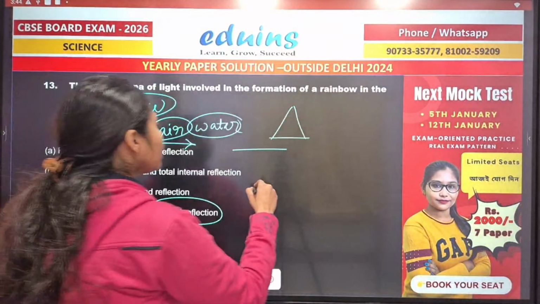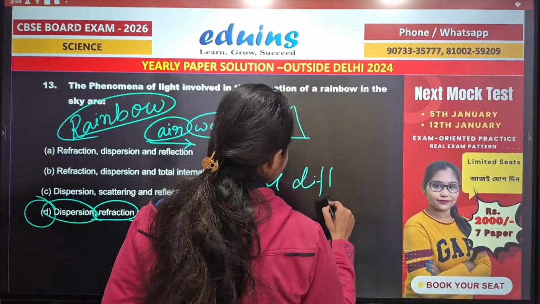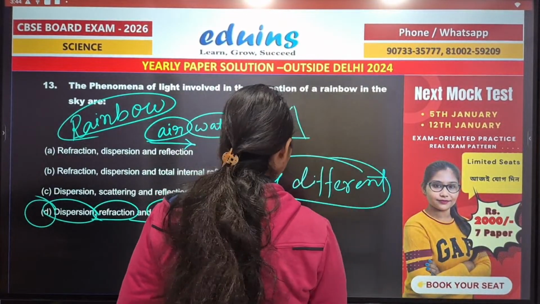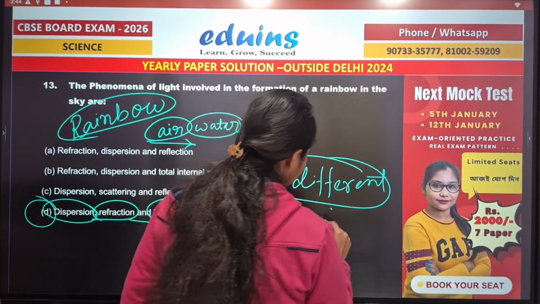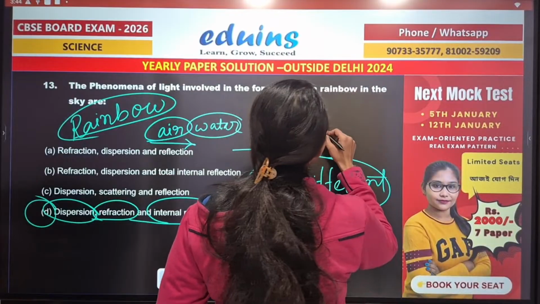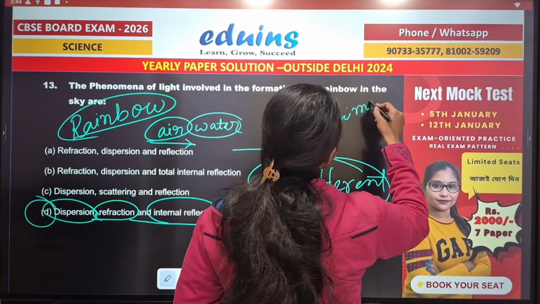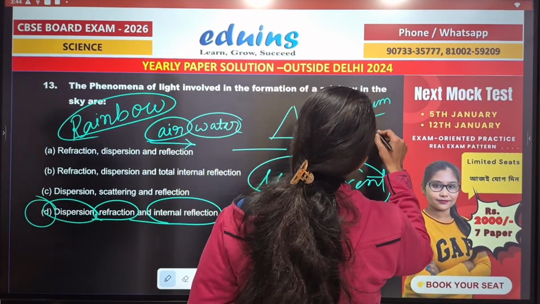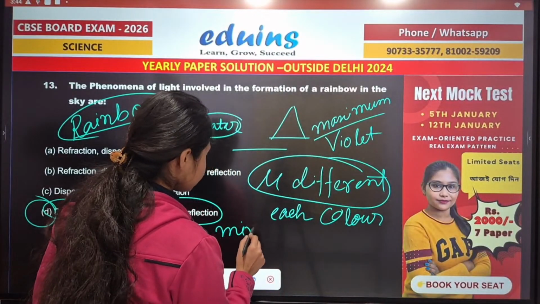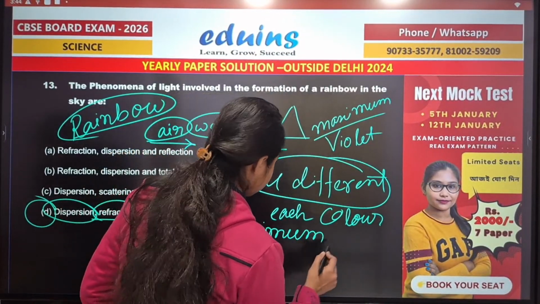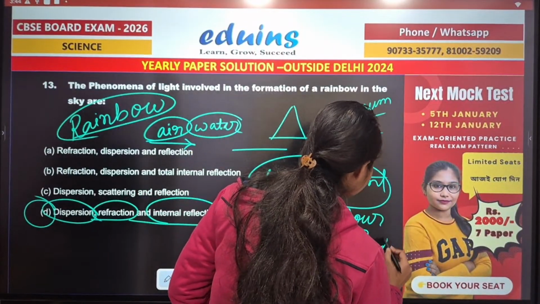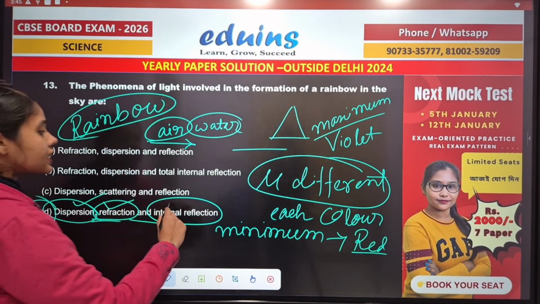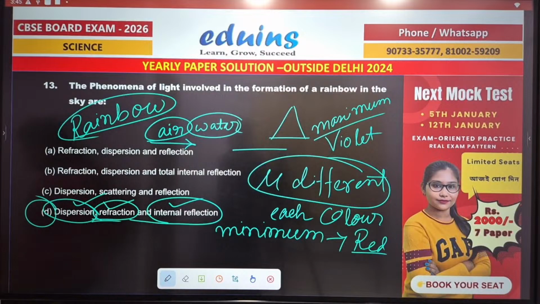Because here mu is different. The refraction coefficient is different for each color, maximum for violet and minimum for red. So that's why there occurred dispersion, and then refraction, and then internal reflection.